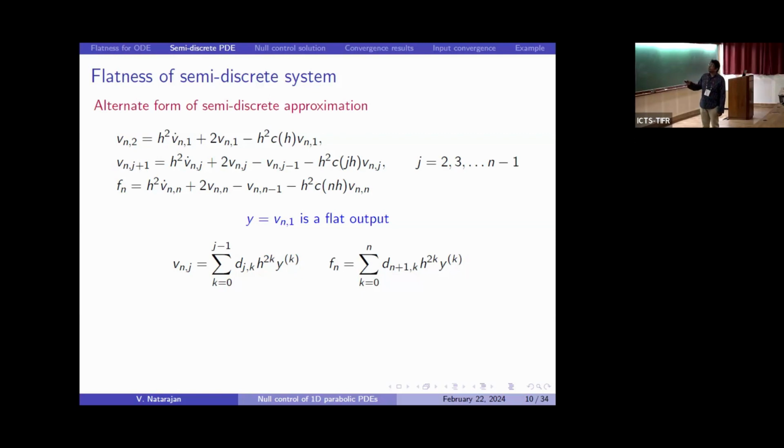So if I specify Vn1, I can basically get all the remaining values of the function at the other nodes, and I can also get Fn. So I get this expression where I can write each entry of the vector of the semi-discrete ODE as a linear combination of y and its derivatives, and same thing for the function Fn. Okay, and this is a flat output. Now, as I explained earlier, we can do motion planning with this. So what we want to do is null control for this system at the ODE level, and then try to take the limit and show it works at the PDE level.